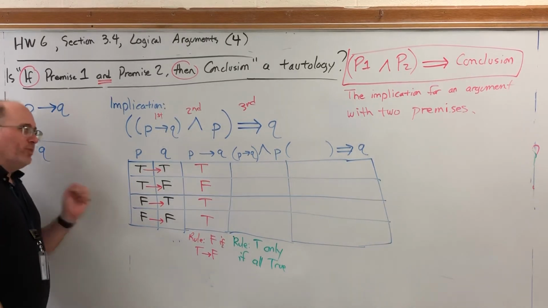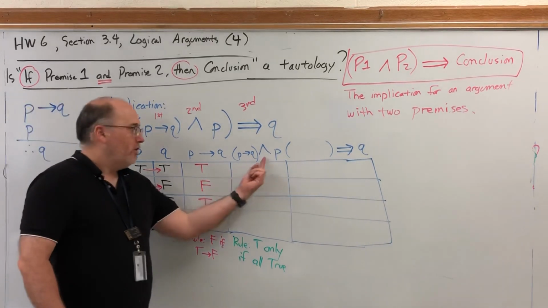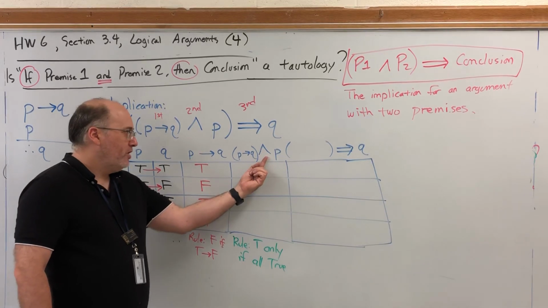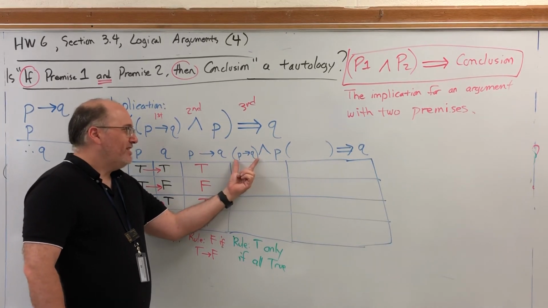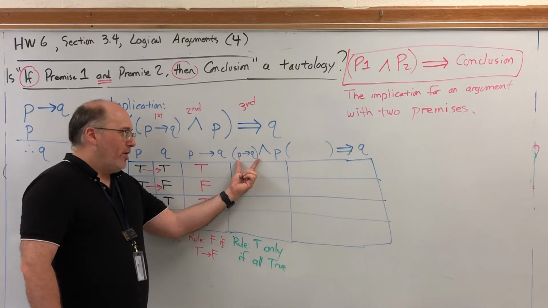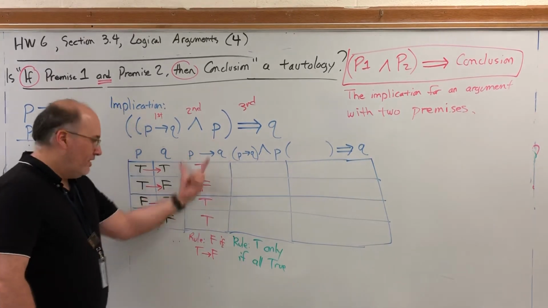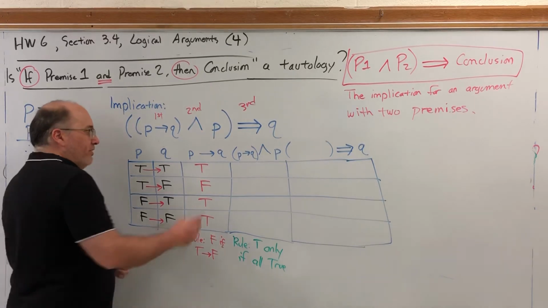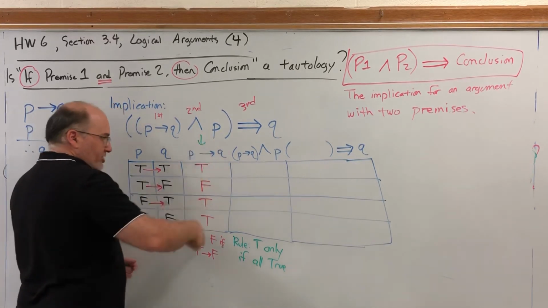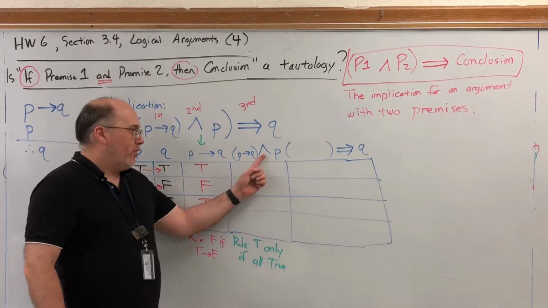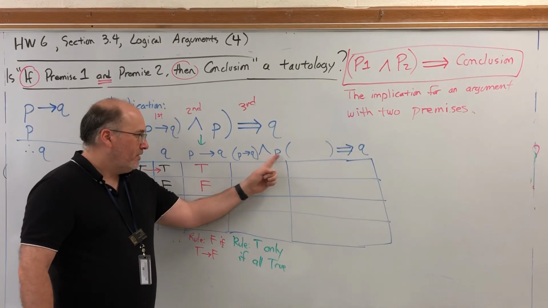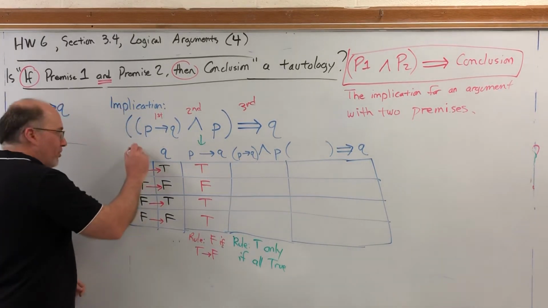But which columns are we going to apply it to? Look on both sides of the conjunction. On the left side is a parentheses, and inside that parentheses is P pointing to Q. So we need the column representing P pointing to Q. That would be the column we just filled in. So let's just point to this column for a moment. And on the right side is just P. So I need this column over here.